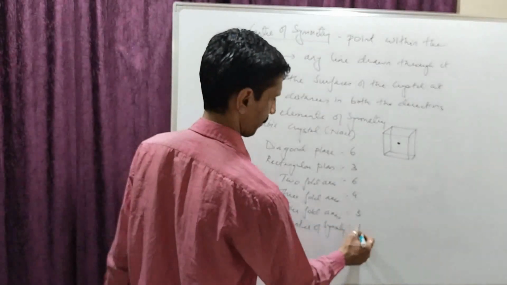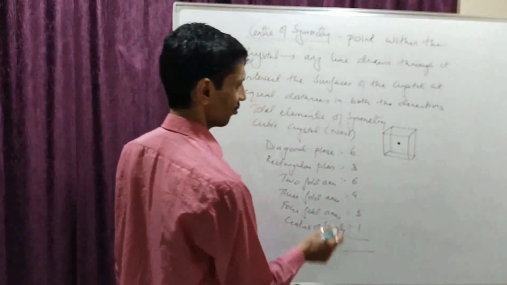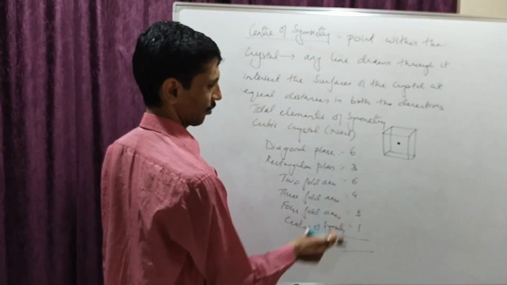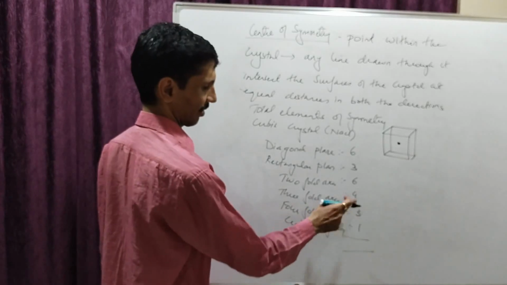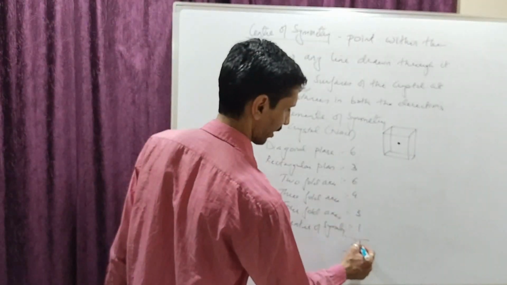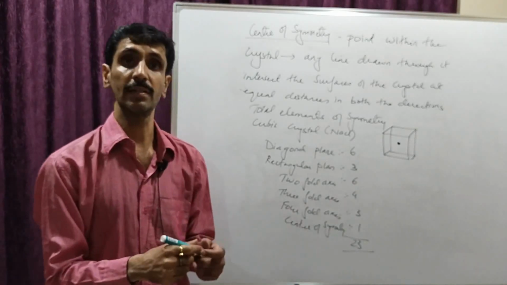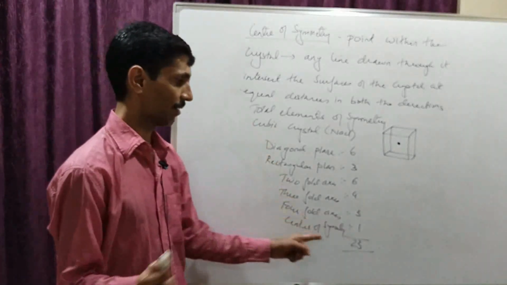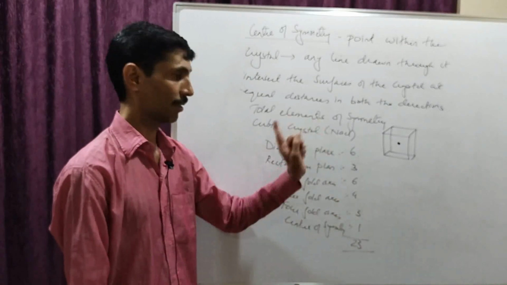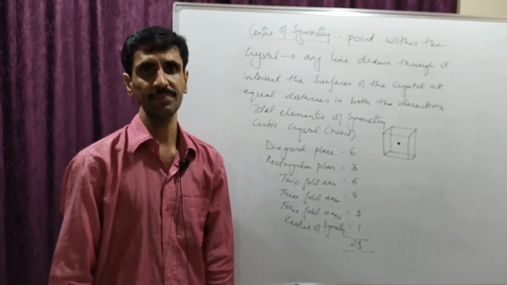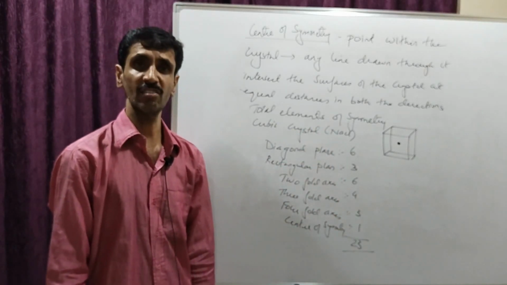And then center of symmetry, of course, it is exclusive, so it has to be 1. So now if you add all these, 6 plus 3 is 9, plus 6 is 15, plus 4 is 19, plus 3 is 22, and plus 1 is 23. So that means the total elements of symmetry for a cubic crystal comes out to be 23. One of the best examples is NaCl. Alright, so I hope you have understood this very well.